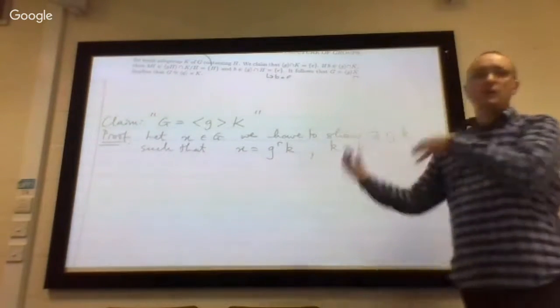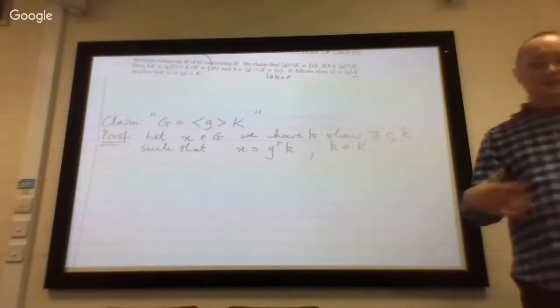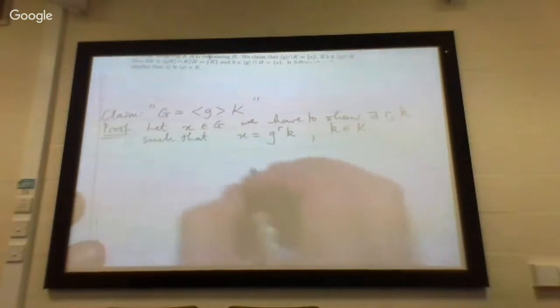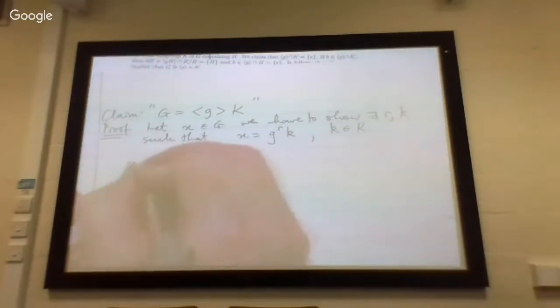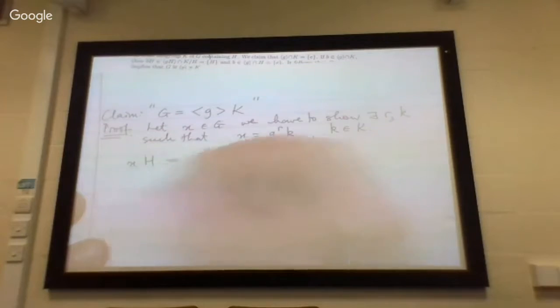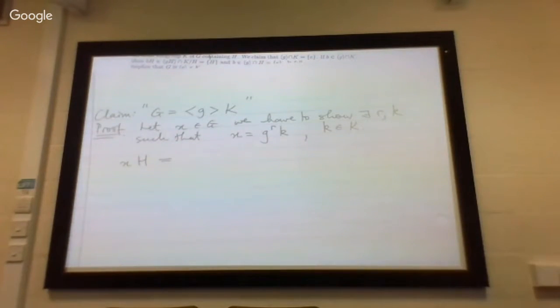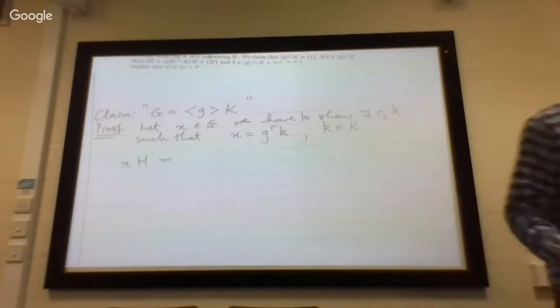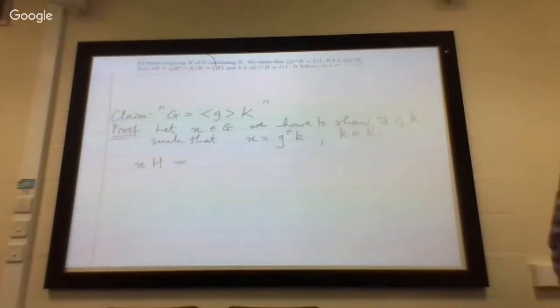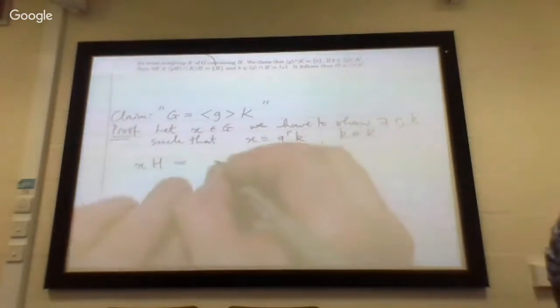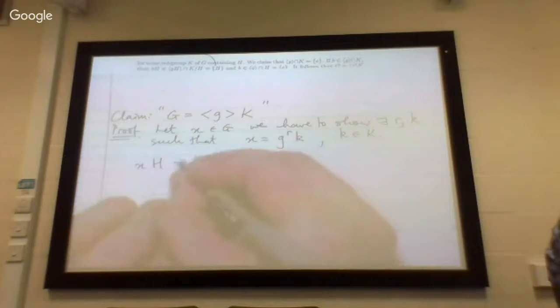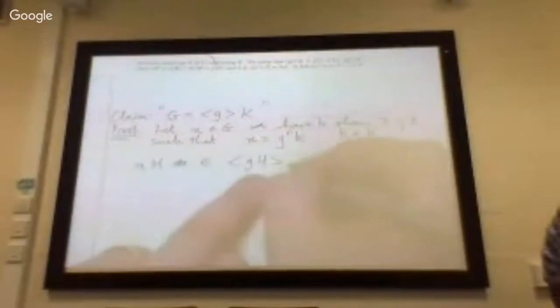Okay, how are we going to do that? Well, we have to pass to the factor group first. So we know XH, the coset XH, is an element of the factor group G mod H. We know the theorem is true in that. So let's say we know that this is an element of the product of the cyclic subgroup generated by the coset GH and the subgroup K mod H.